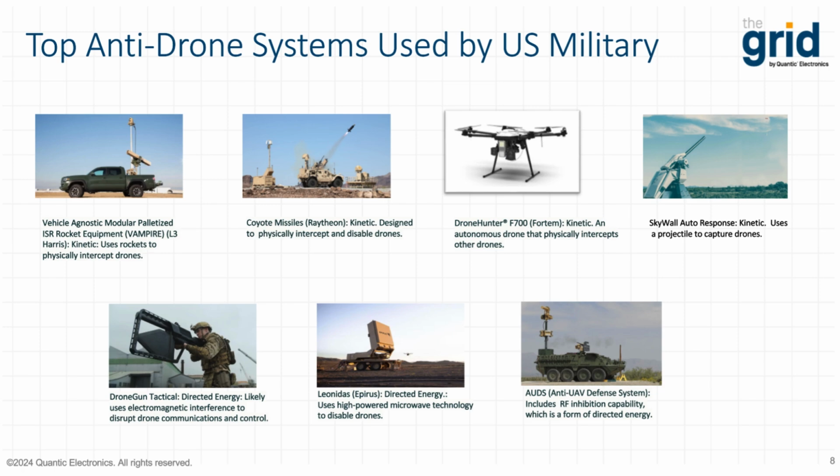Now, some directed energy weapons include Drone Gun Tactical, which uses electromagnetic interference to disrupt drone communications and control. Now, a very exciting and rapidly growing C-UAS is Leonidas, made by Epirus. This uses high-power microwave technology to disable drones. Recently, Epirus and General Dynamics have integrated Leonidas into General Dynamics Stryker armored fighting vehicles.